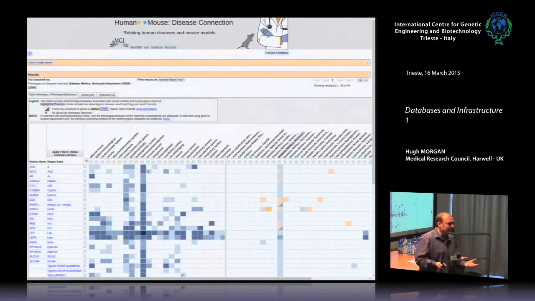This takes me to a heat map of all the results for various genes which are associated with diabetes, including a description of the phenotype, and also where there are potential human genes that have been associated with that. In this case, I'm going to select one gene which has a significant phenotype, and what this cell indicates is that we have both human and mouse associations between this gene and this disease.